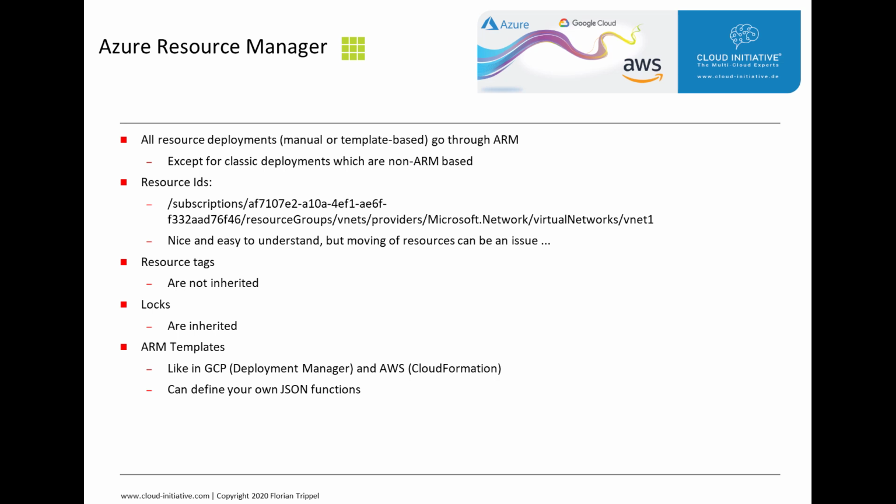As you can see, this resource ID follows the parent-child relationship structure. So in this case, at the top level, we have the subscription starting with AF. Below the subscription, we have the resource groups. In this case, the resource group is named VNets. And below the resource group VNets, we have resource providers, in this case Microsoft Network. And this provider offers resources, in this case virtual networks. And there we reference a virtual network named VNet1.